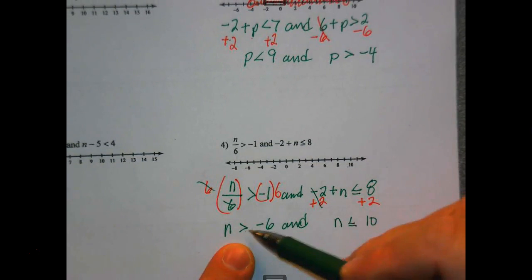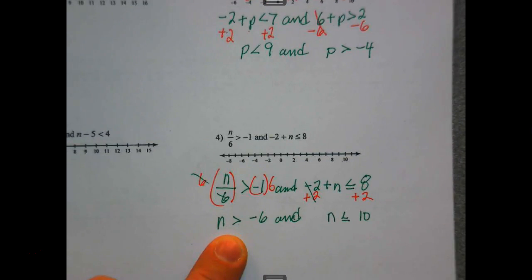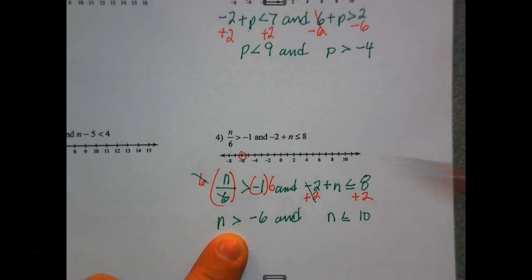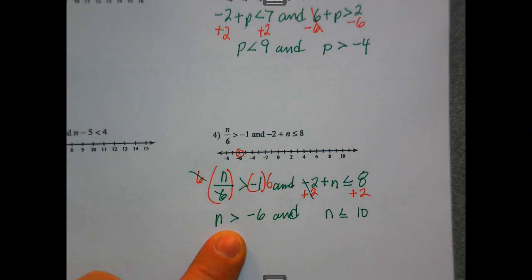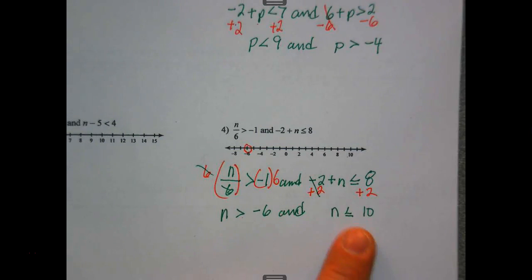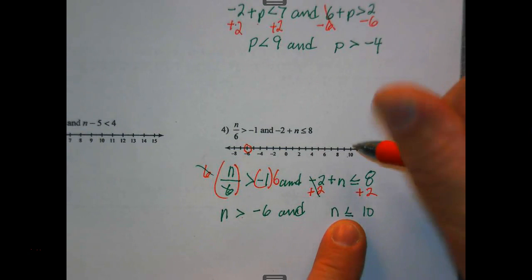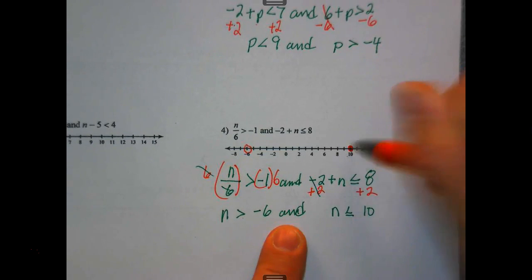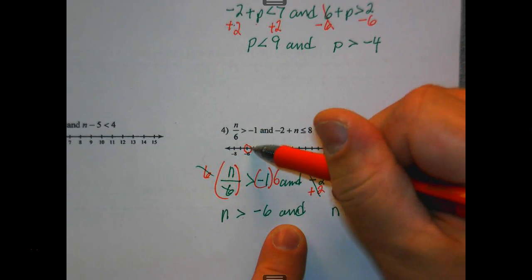This one's an open circle because there's no equal sign, right? So at -6, open circle. This one's a closed circle at +10. It's an and statement, so it's in between.